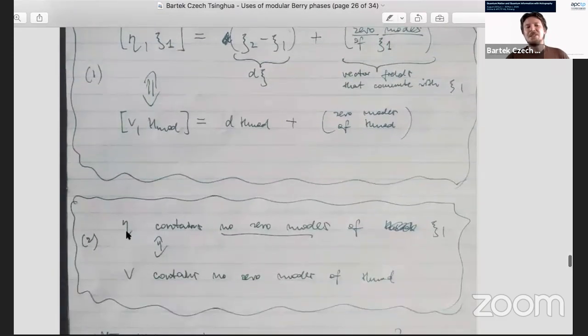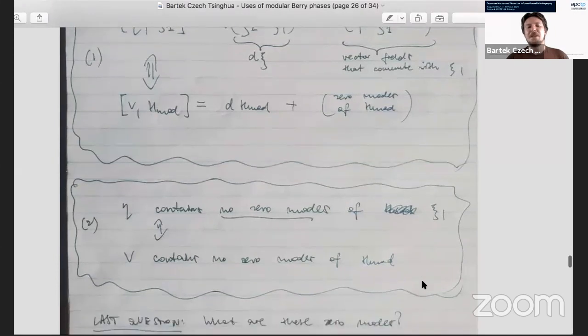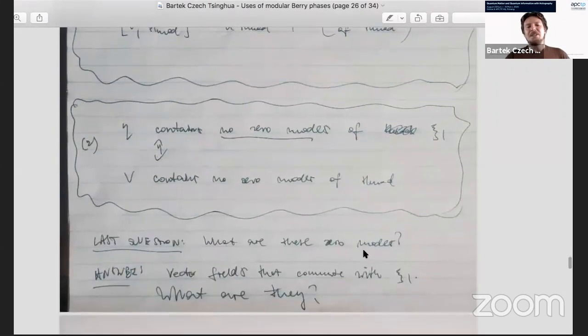There's also the second condition, which is that eta, the generator of modular parallel transport in the code subspace, the vector field that represents it there, contains no zero modes of psi. And that just means that's supposed to be equivalent to the statement that V contains no zero modes of H mod. So what are the zero modes? They are vector fields that commute with psi, but what are they exactly? The next thing we have to talk about is how to visualize the zero modes of psi, since the zero modes were so important to our definition of modular parallel transport. Then we will talk about how to eliminate them from eta and what this tells us about eta.